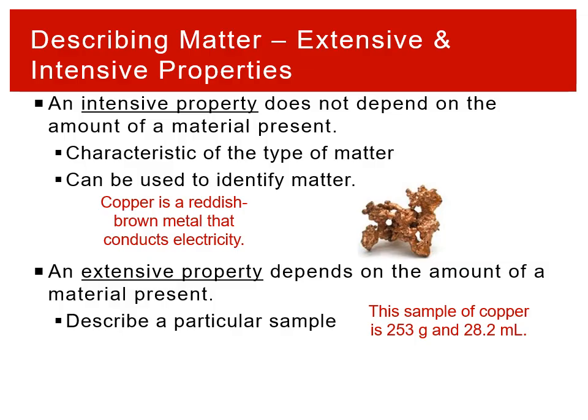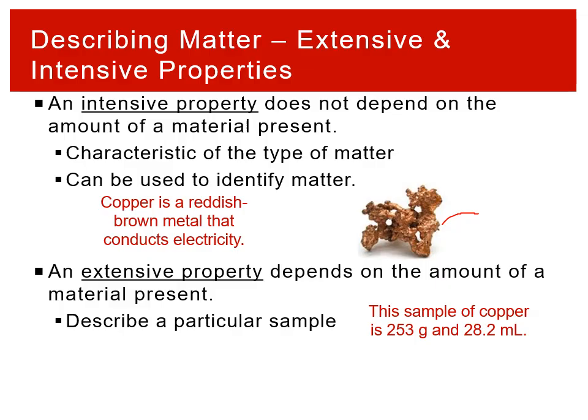These two different types of properties have different kinds of utilities. So for intensive properties, a lot of them are characteristic of the type of matter. Not all of them, like temperature isn't, but the properties that we use to identify the type of matter, to give it a name, are all going to be intensive. So for example, this piece of metal right here is called copper. Name is an intensive property. More copper is still called copper.